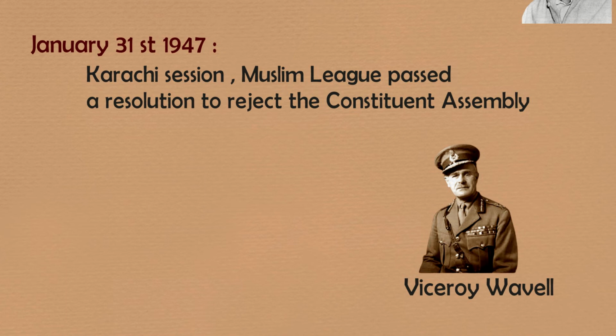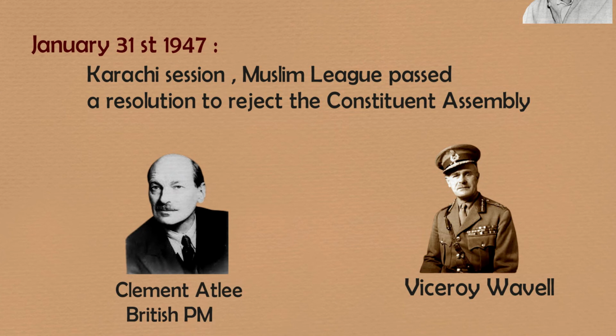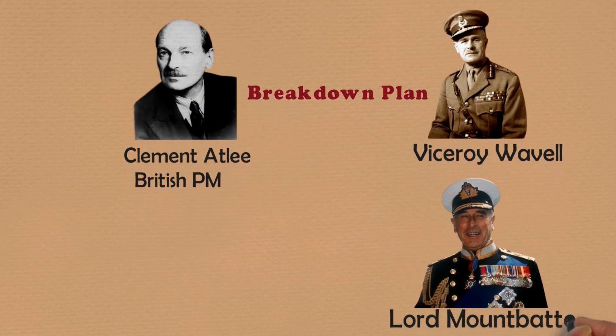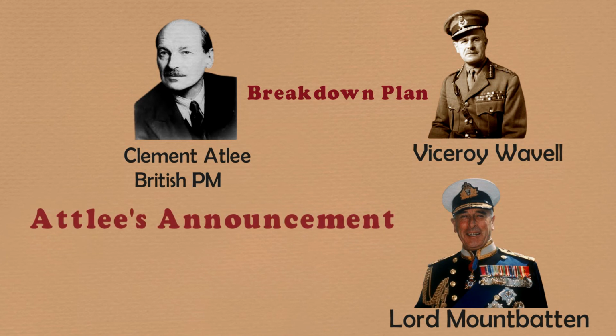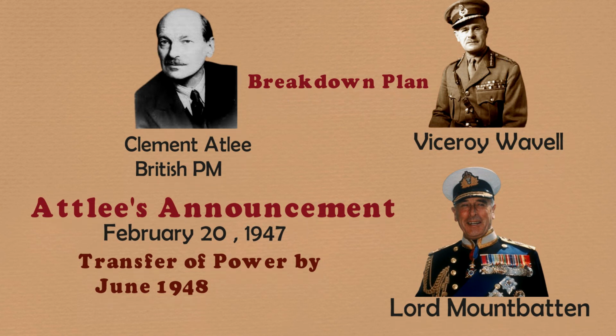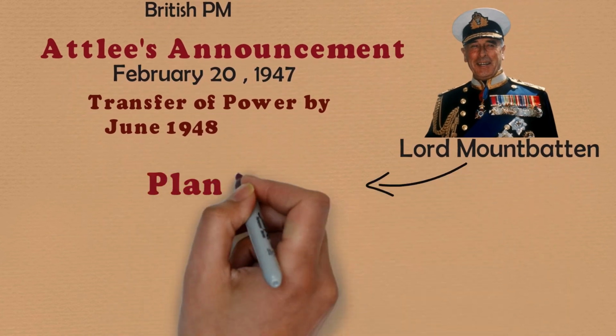But during the same time, Prime Minister of Britain Clement Attlee and Viceroy Wavell had some differences over the final declaration of aims of the British government. Wavell even proposed a breakdown plan which would start a gradual withdrawal of the British Army from India. But Attlee was unhappy with Wavell's breakdown plan, so he replaced Wavell with Lord Mountbatten. On February 20, 1947, Prime Minister Attlee announced that the British government would transfer control over India to responsible Indian government by June 1948. Lord Mountbatten made his own plan called Plan Balkan.